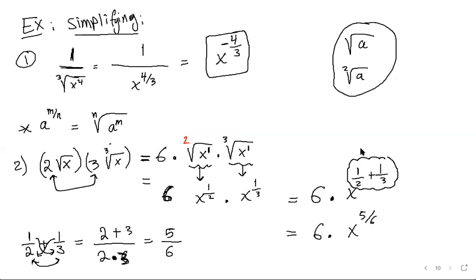Any questions? We could have also left it as 6 times x to the 1/2 plus 1/3. You can leave it like this, but the question is about simplifying. We need it in the simple form, the most simplified form.